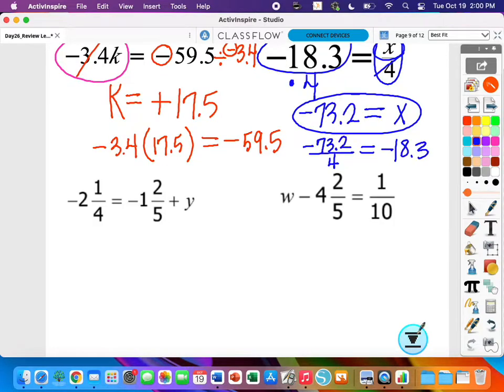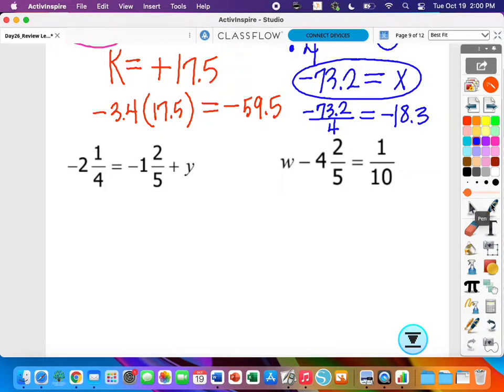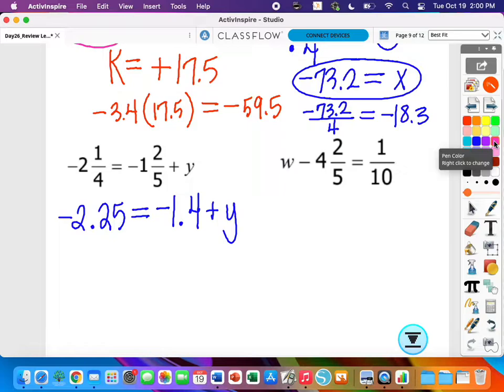All right, now we go to this one. I told you with fractions, as long as they turn into a terminating decimal, then you're good to go on them. Okay, my first fraction, negative 2 1/4, would be negative 2, then 1 divided by 4 is 0.25, equals negative 1 2/5, which would be negative 1 point, then do 2 divided by 5, which is 0.4, plus y. Just made this a lot less complicated by turning them into decimals. Negative 2.25 equals negative 1.4 plus y.